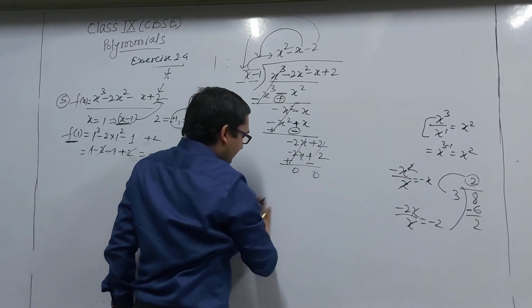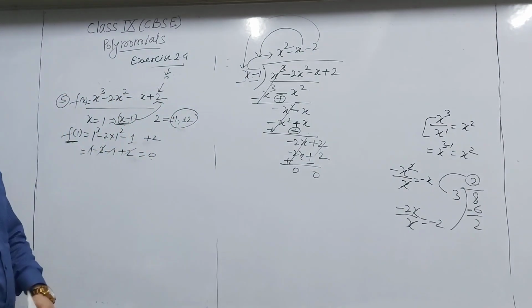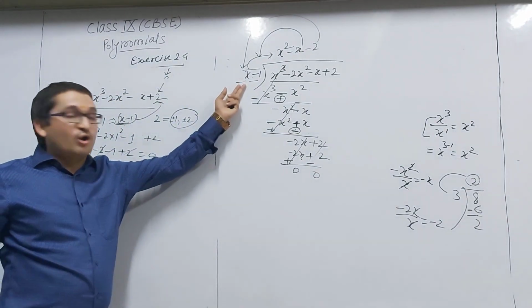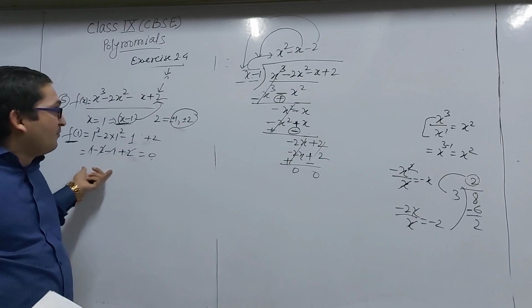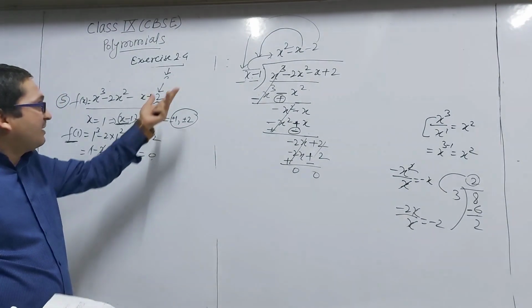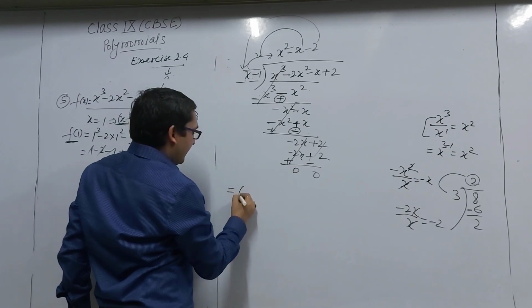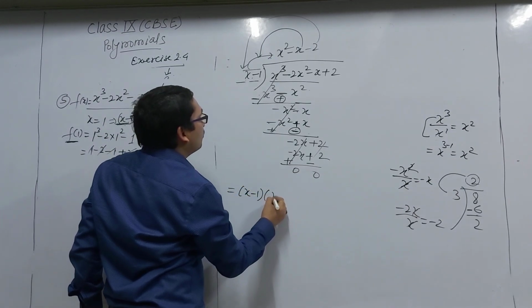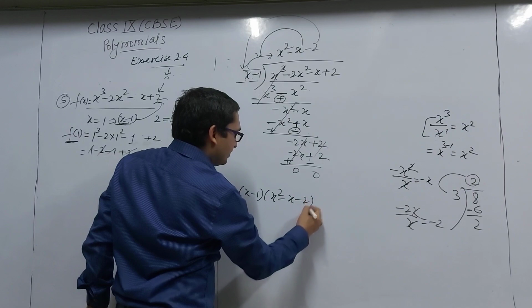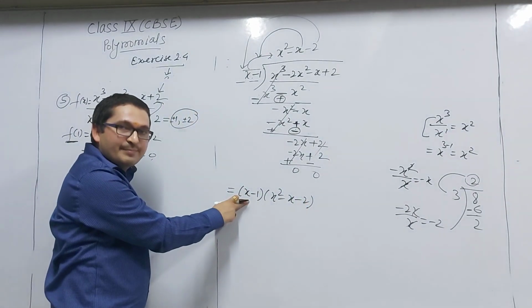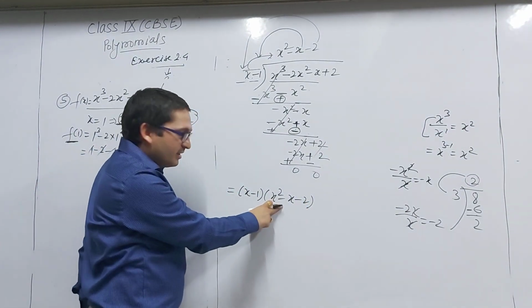What is the remainder here? 0. It means x minus 1 is a factor. Already we have checked that x minus 1 is a factor of the given polynomial. So how do we write it? It will be x minus 1 into x square minus x minus 2. This is the linear polynomial and this is the quadratic polynomial. Now we can factor.